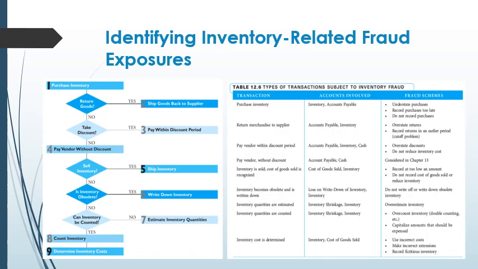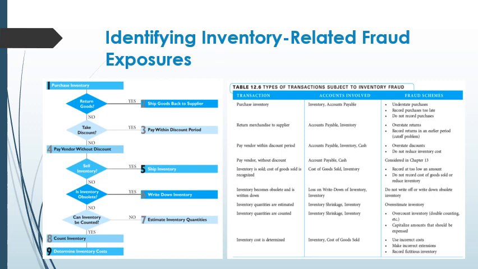So as with revenue-related fraud, to identify the financial statement fraud exposures involving inventory, you will want to make a diagram of the company's inventory-related transactions. And again, we have a basic diagram of transactions, but this time it includes inventory. And again, you will want to make a table like this one on the right to determine the accounts involved in the fraud schemes that may occur.